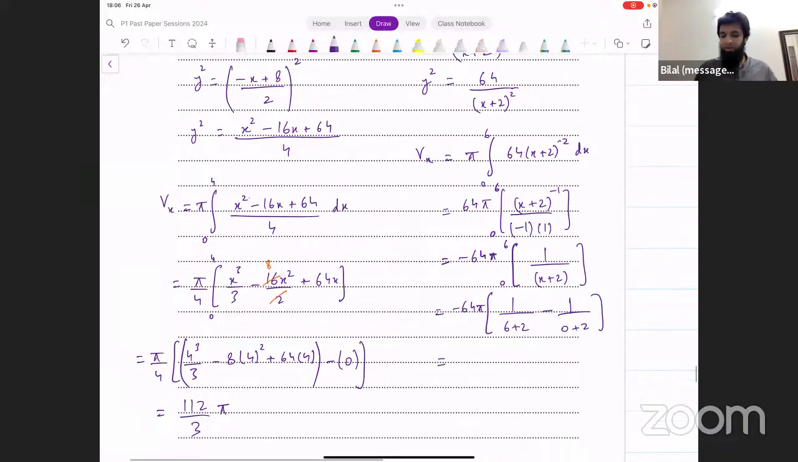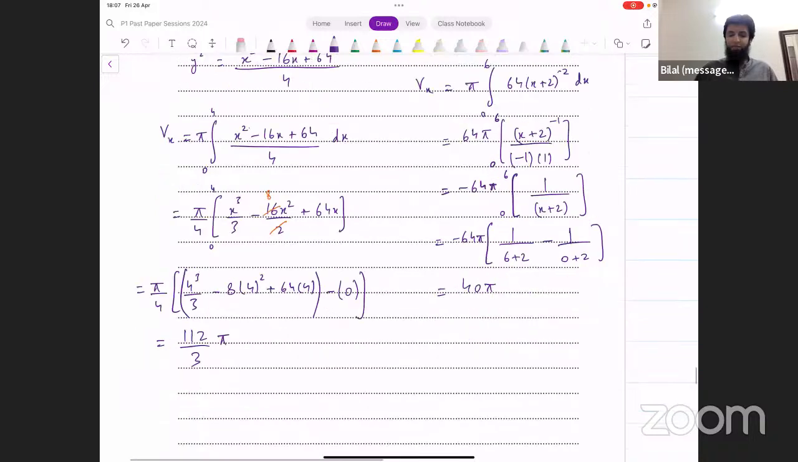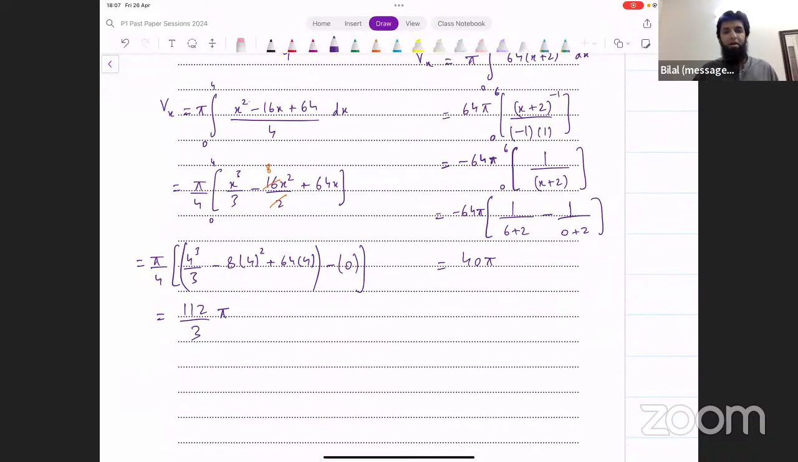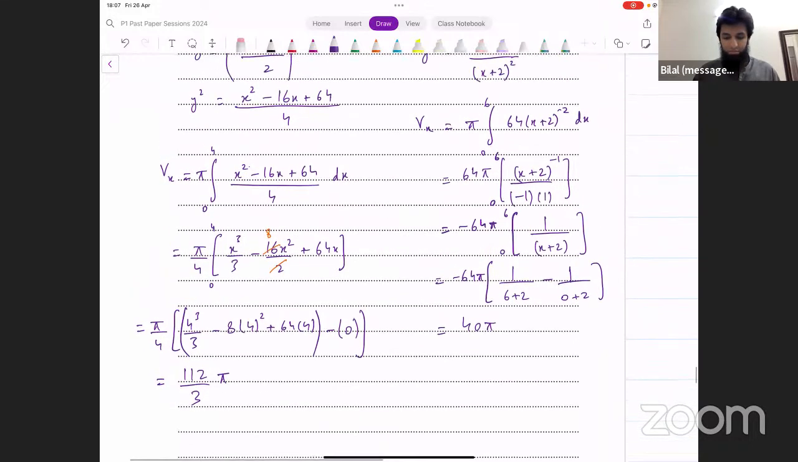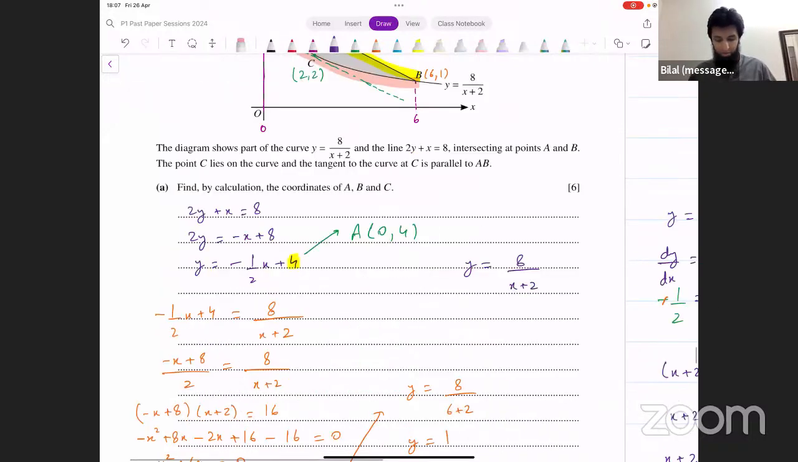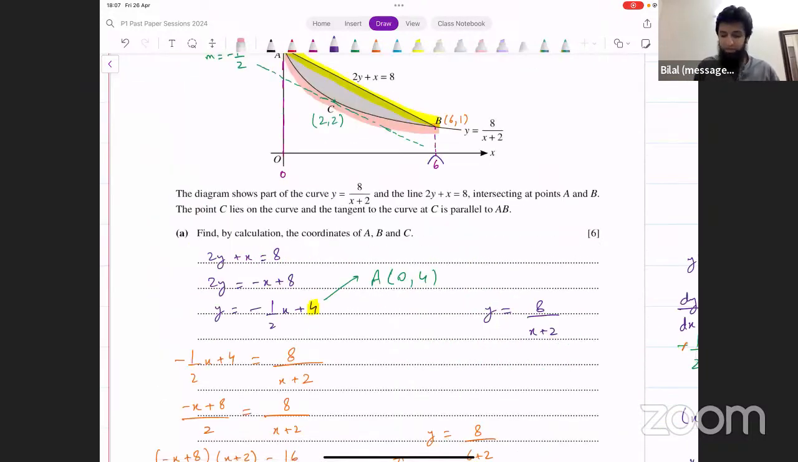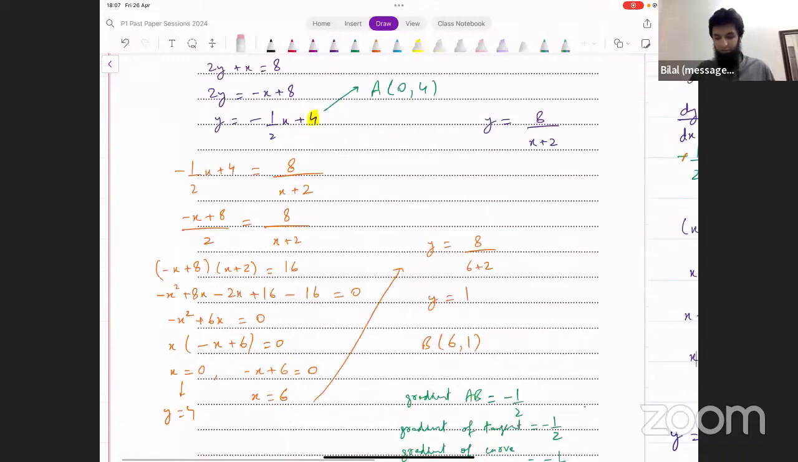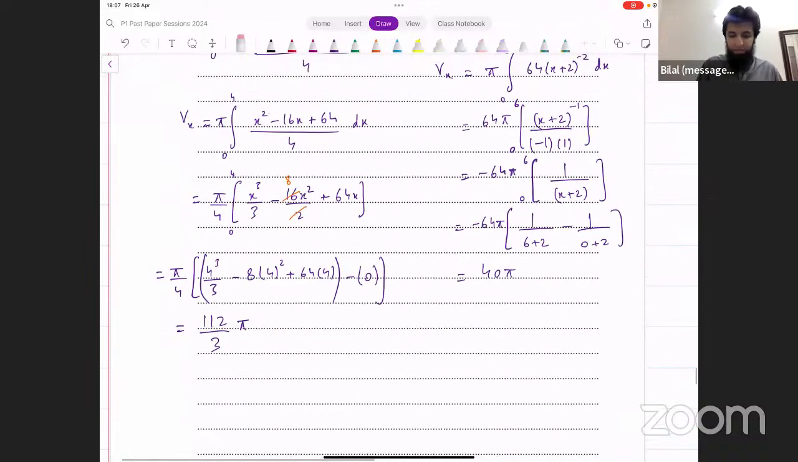And now let's evaluate this. 1 divided by 8 minus 1 divided by 2 multiplied by 64 into minus 1, and that will be 40 pi. That's what I'm getting for the second volume. And now, okay, I'm sorry. Yeah, thank you for pointing that out. This was actually 0 to 6. I wrote that as 0 to 4 there for some reason. Let me change that. It was actually 0 to 6.